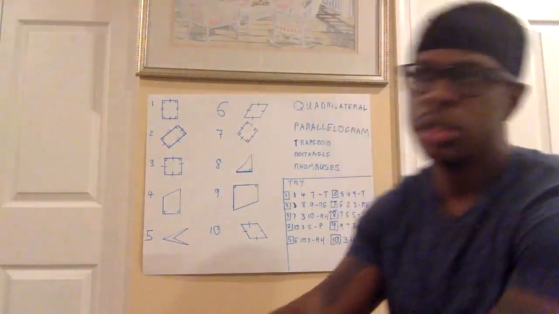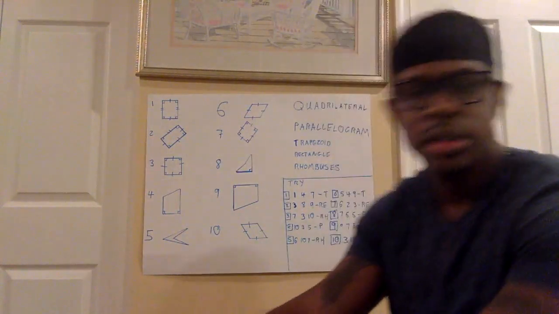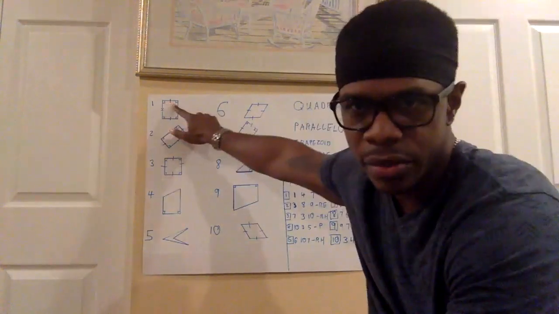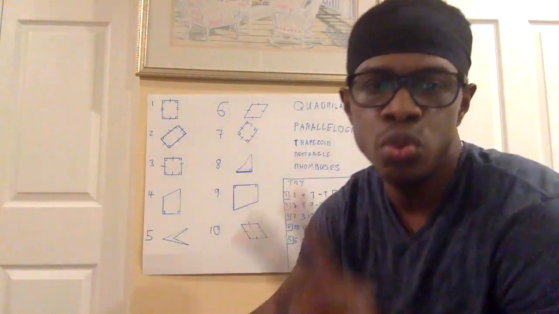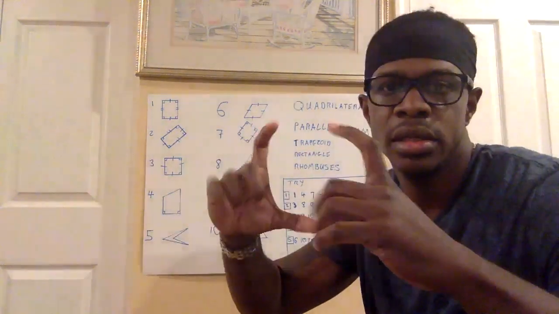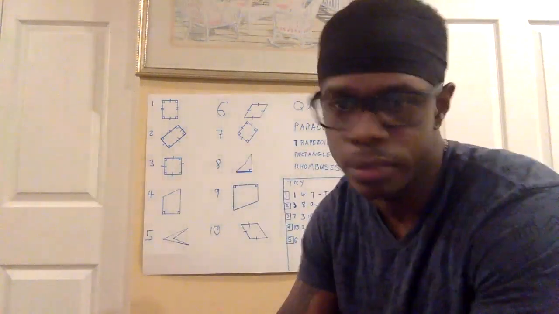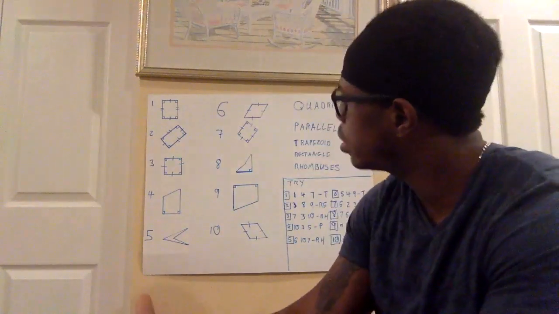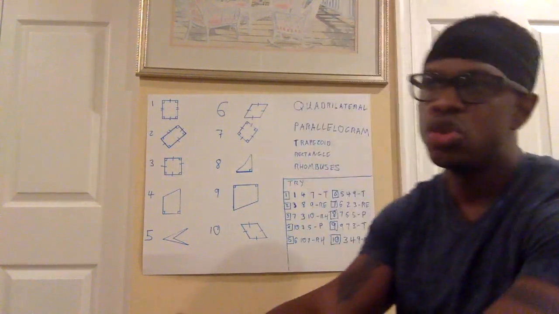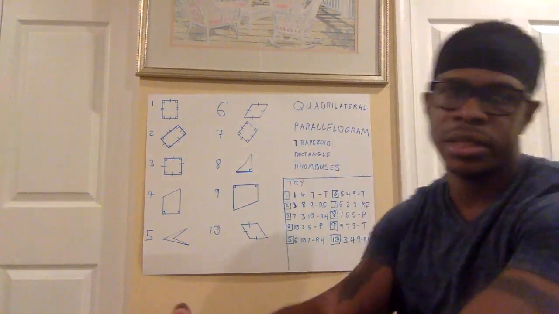Rectangle. Now, a rectangle is a quadrilateral or four-sided figure with four right angles. That's that little box in there, four 90-degree angles, and two pairs of parallel lines, or two pairs of lines that are the exact same length. So a rectangle is a four-sided figure or a quadrilateral. Remember, that's what quadrilateral means. That has four right angles and two pairs of parallel lines.